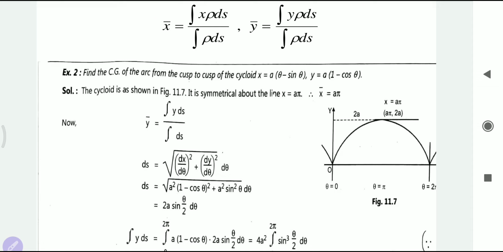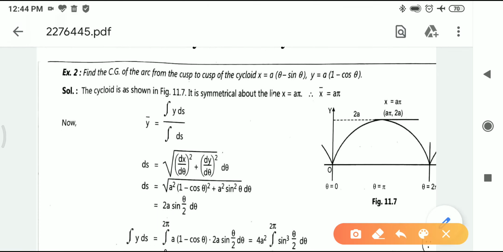So look at the problem. Find the center of gravity of the arc from the cusp to cusp of the cycloid x equal to a (theta minus sin theta), and y equal to a (1 minus cos theta). So if you remember, this is the cycloid. So what do we want to find out? We want to find out the length of the curve from this cusp to this cusp.